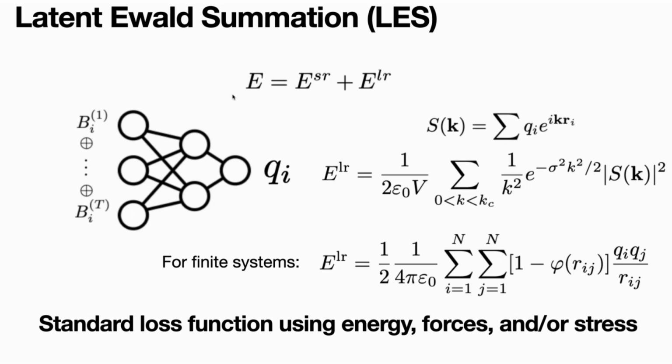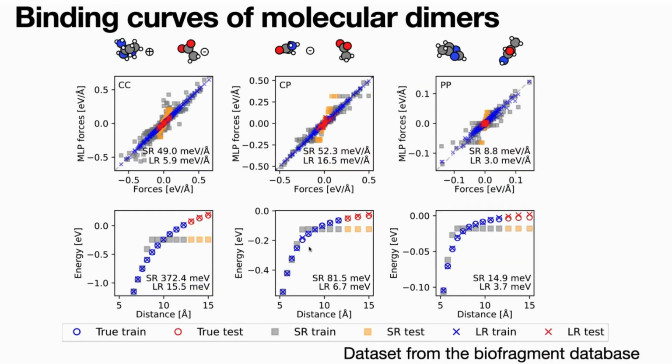Now, when we are training the network, the loss is exactly the same as the short-range only machine learning potential. So we just train on the total energy. We train on the forces and sometimes stress as well. We do not train on charges. Charges are learned indirectly. Okay, so this solves the dimer binding problem.